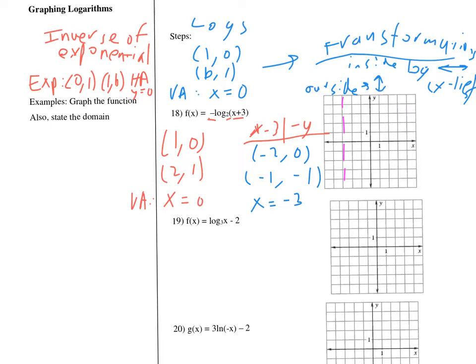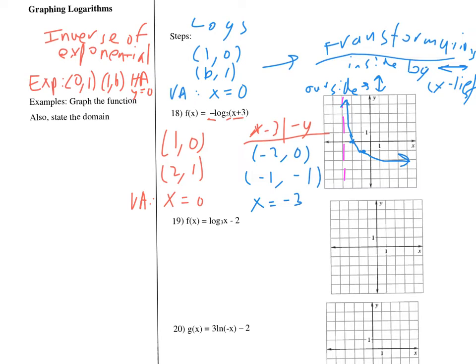And I'll graph my 2 points here, negative 2 comma 0, negative 1 comma negative 1. Now, remember the asymptote. The graph will approach the asymptote, and it's just like our exponentials, it's going to be one-sided, so it's either going to be going up or down as it gets closer to the asymptote. And so in this case, it's going to be going up because that point is a little bit closer to the asymptote. And on this one, it's going to go away.